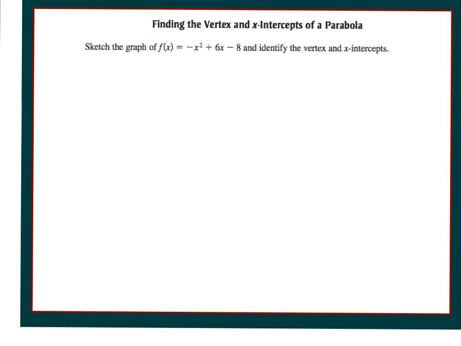So this one, I have negative x squared plus 6x minus 8. So we're going to sketch the graph. We're going to find the vertex. We're going to find the axis of symmetry. And this one we're even going to find the intercepts. All right.